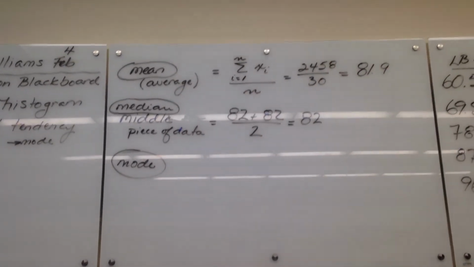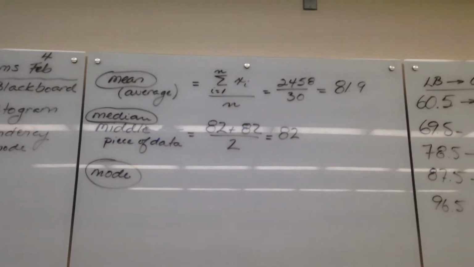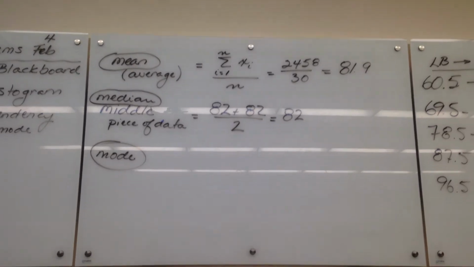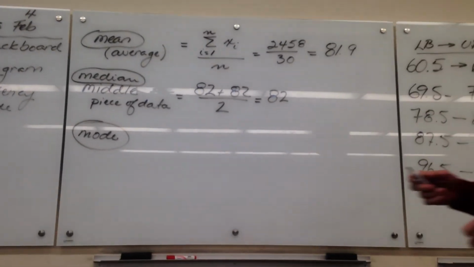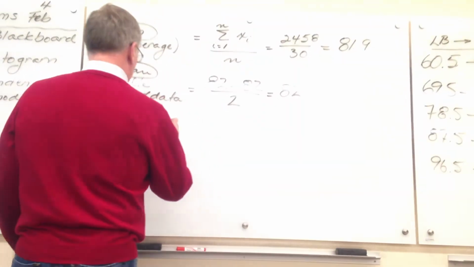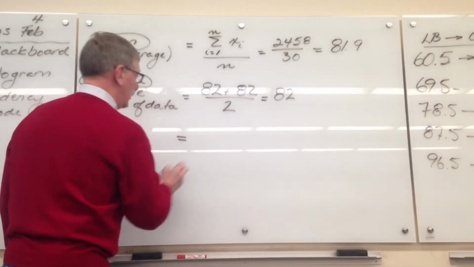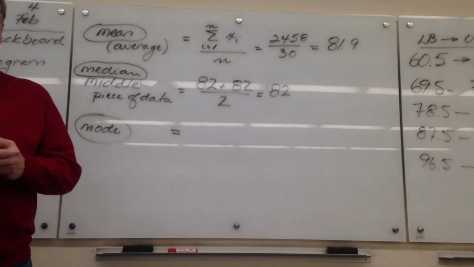The measure of the center that we want to look at is the mode. The mode is the most frequently occurring observation. So if you've got your data sorted, what is our mode? 76 and 82. What is it?